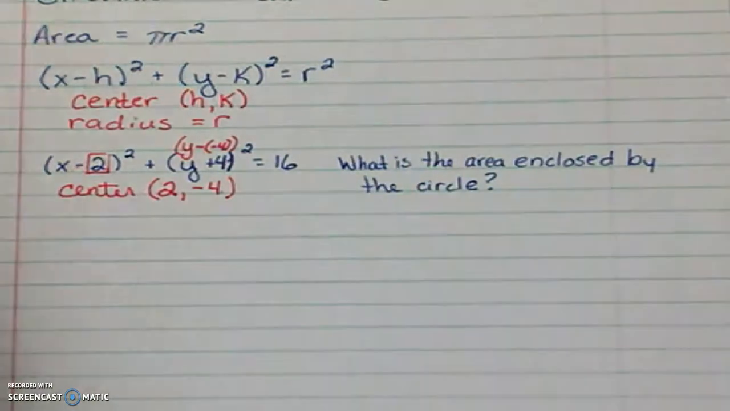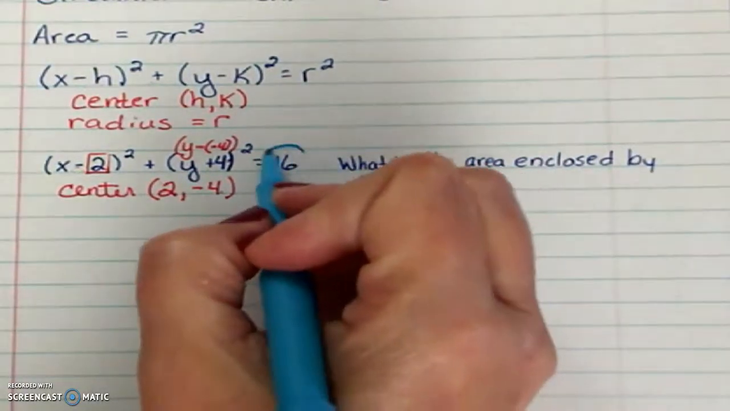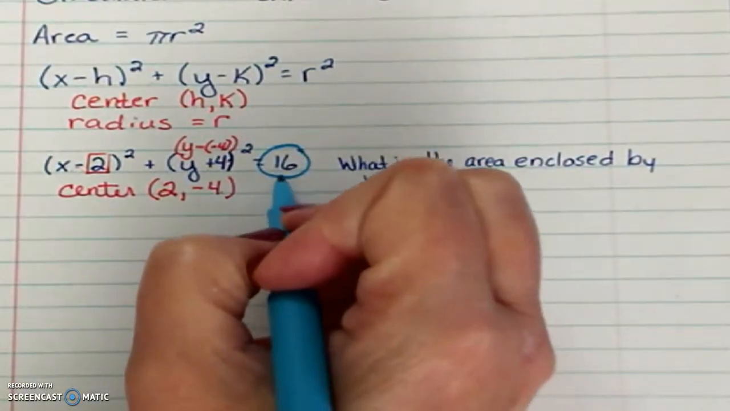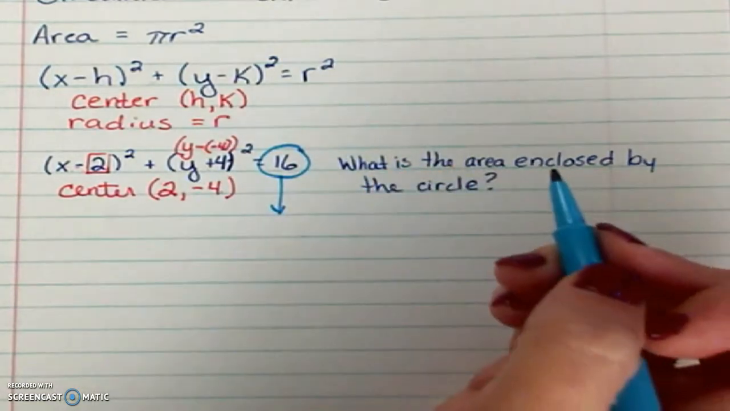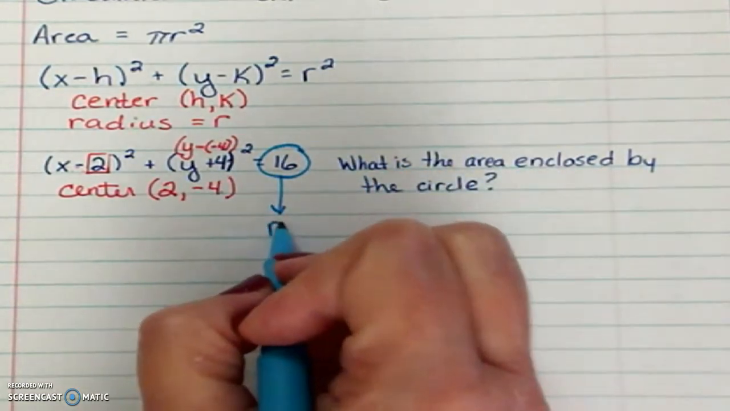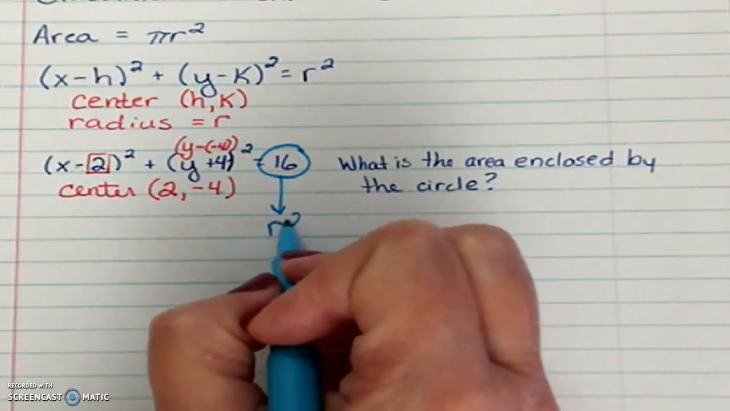The only thing I am concerned with for this particular problem, what is the area enclosed by the circle, is realizing something about this value right here on the right-hand side of the equal sign. That 16 is the same thing as the radius squared.